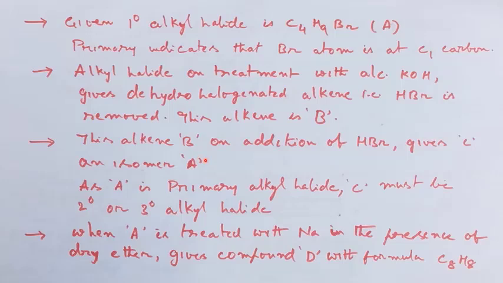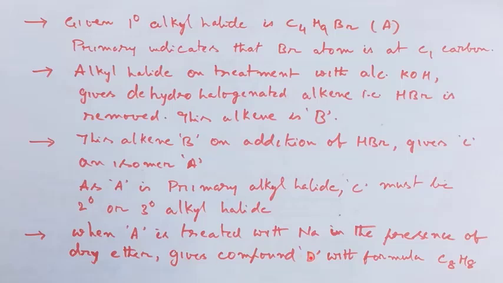This alkene B on addition of HBr gives C. So C is an isomer of A. As A is a primary alkyl halide, C must be either a secondary or tertiary alkyl halide. When A is treated with sodium in the presence of dry ether, it gives a compound D. This is nothing but the Wurtz reaction.